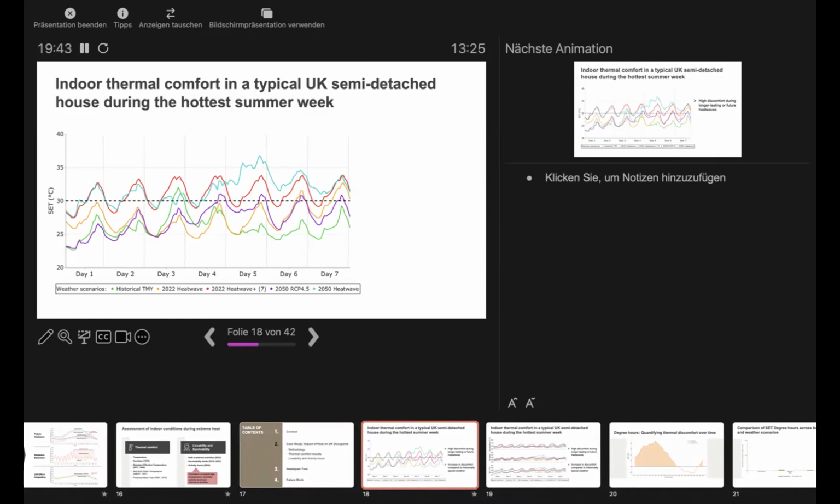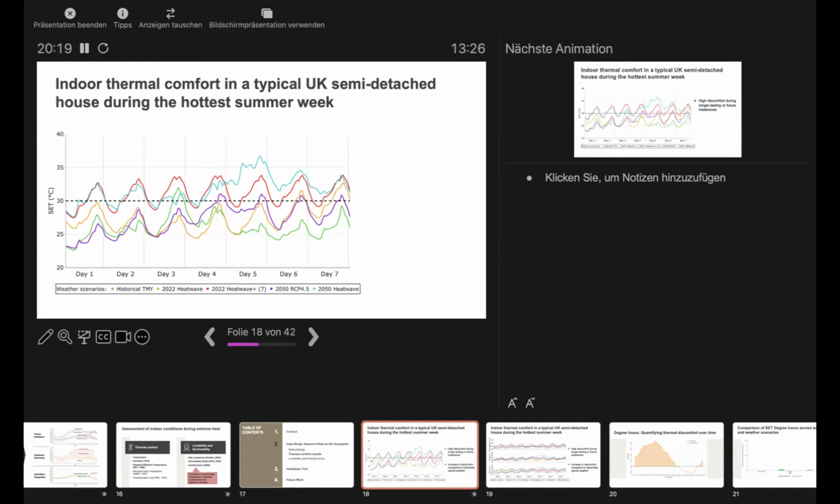And what you can see here is the standard effective temperature over 7 days for 5 different weather scenarios. So the SET is a thermal comfort metric, which includes the 6 main factors of thermal comfort, which are both personal and environmental. So it uses the clothing level someone wears and the anticipated activity level this person has, as well as temperature, humidity, radiant temperature, and air velocity, so how much air speed you have.